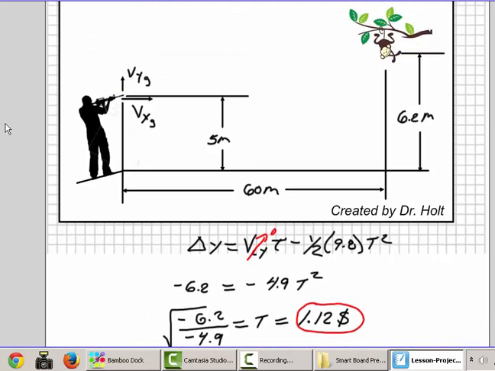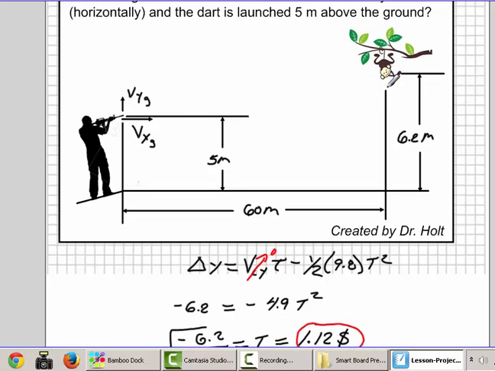Alright, now what's going to happen is this monkey is going to fall all the way down to here. So we'll just draw a circle here. The monkey's going to be right at this point. We want to find out how much vertical velocity is going to be required to get the bullet to hit right at that point.